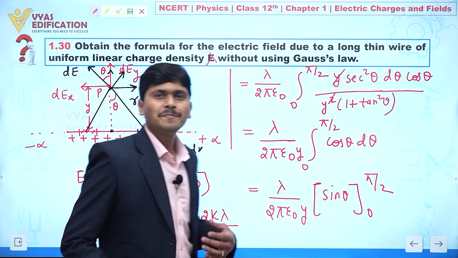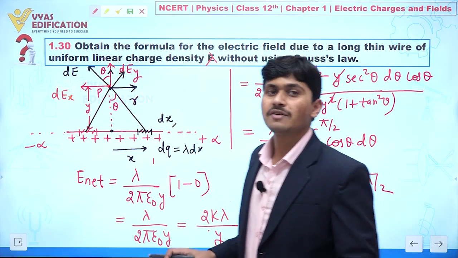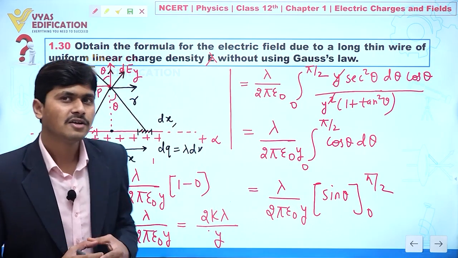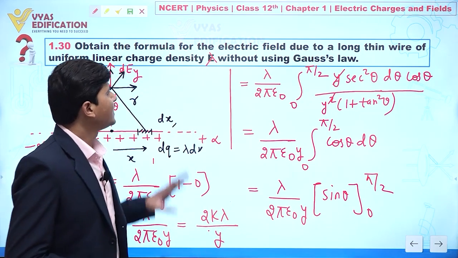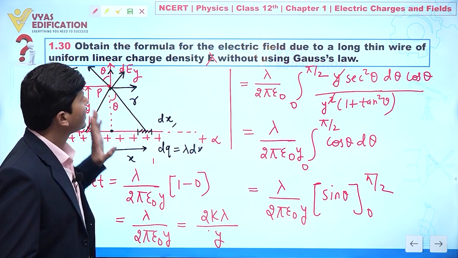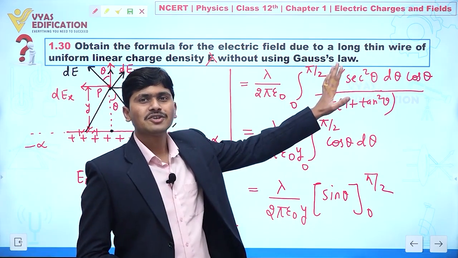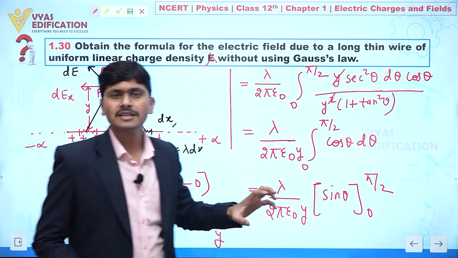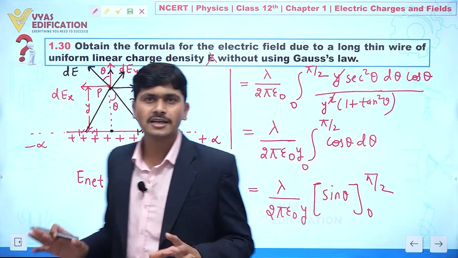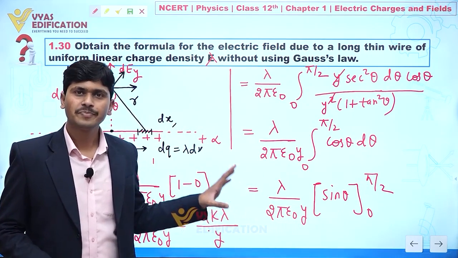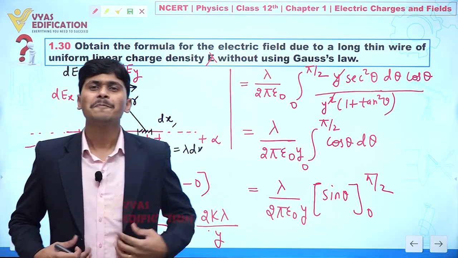You can also get this expression from Gauss law. You have to draw one Gaussian surface and you can easily get it, but in this question it is given that we have to find the value of the electric field without using Gauss law, so we find the expression like this. A very simplified method that I told you here. So this is all about this question.